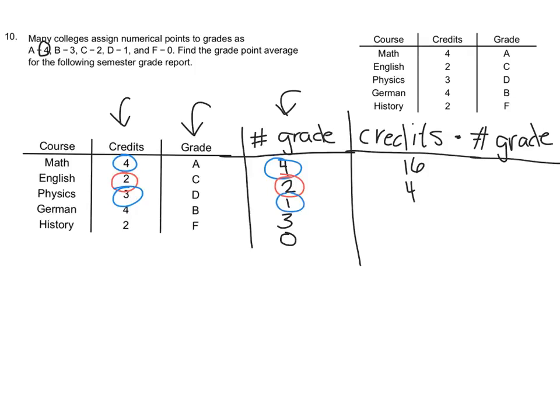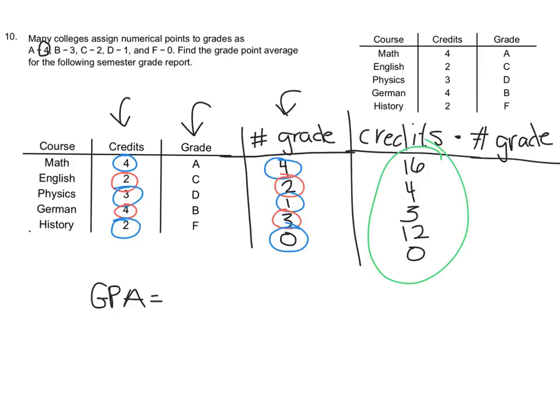3 times 1 is 3. 4 times 3 is 12. And lastly, 2 times 0 is 0. To find the grade point average, we're just going to add the values in the last column. So this is 16 plus 4 plus 3 plus 12 plus 0, and then divide by the number of credits.